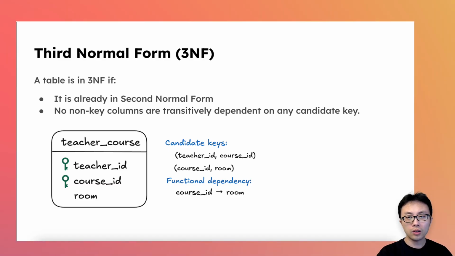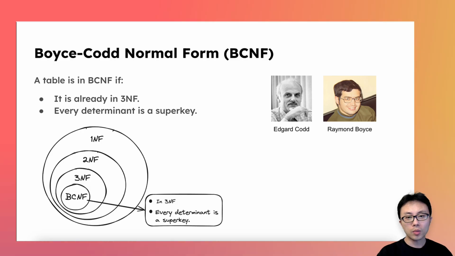To address such an issue, Edgar and Raymond worked together to develop the Boyce-Codd Normal Form. It requires a table to be in the third normal form first. Beyond that, it also requires every determinant in a table to be a superkey, but nothing else. The new normal form successfully fixed the loophole discovered by Raymond.